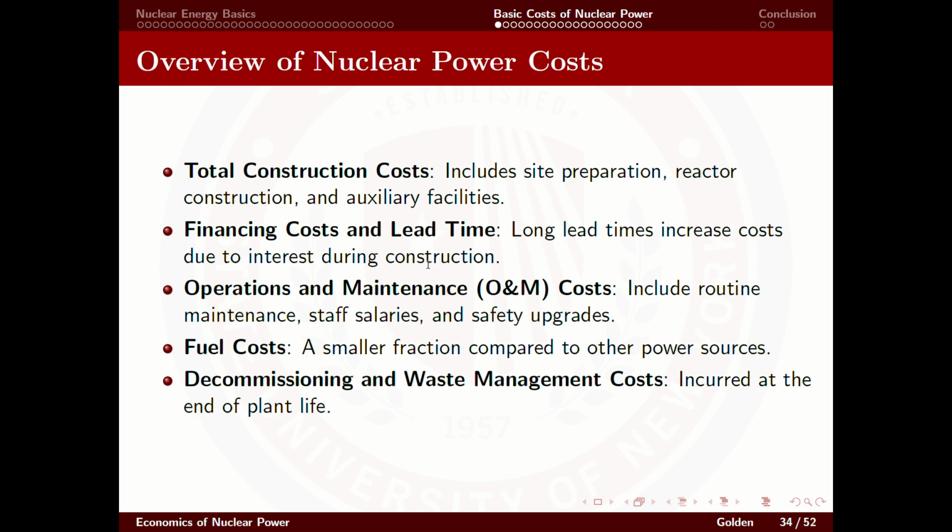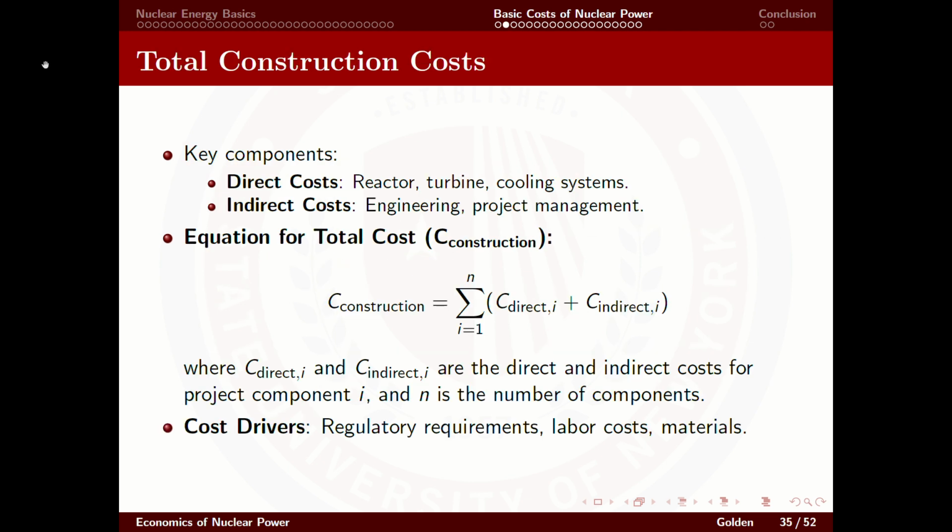Because nuclear has high fixed costs, nuclear becomes less desirable as interest rates rise. Then you have operation and maintenance costs: routine maintenance, staff salaries, and safety upgrades. Most of this is the engineers you're hiring to actually run the plant. And then you have fuel costs, which are a very small fraction compared to other power sources. Obviously, this doesn't include renewables, where fuel costs are basically nothing. It's a small fraction of nuclear power costs that come from fuel. And then you have decommissioning and waste management costs, which are incurred at the end of plant life.